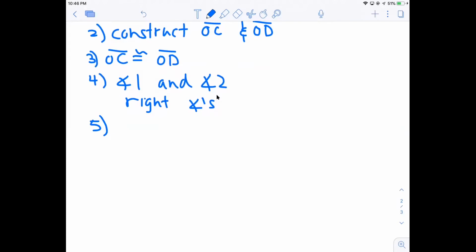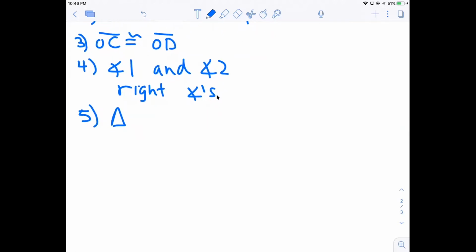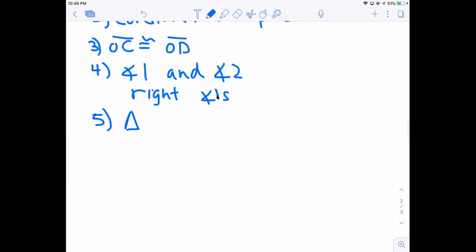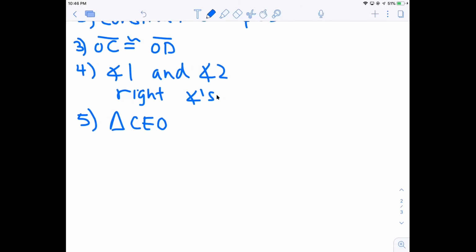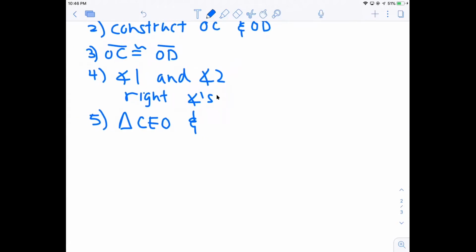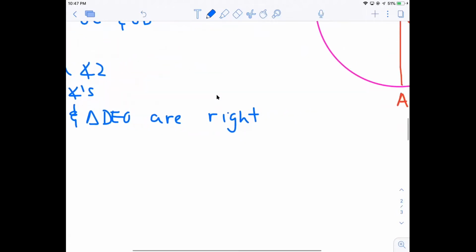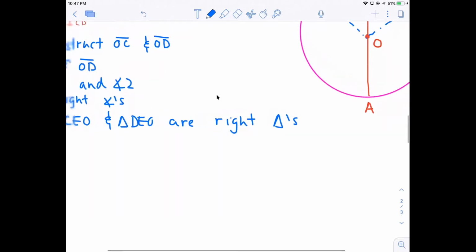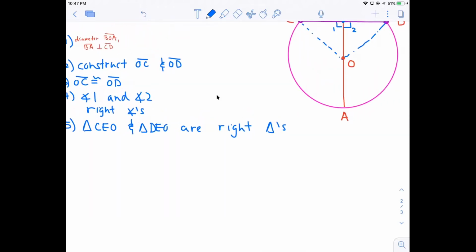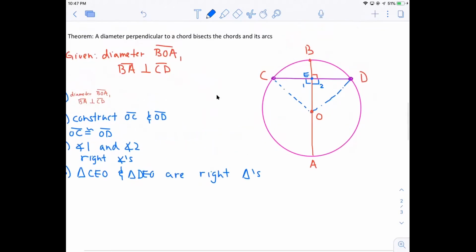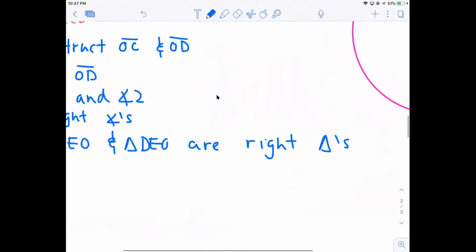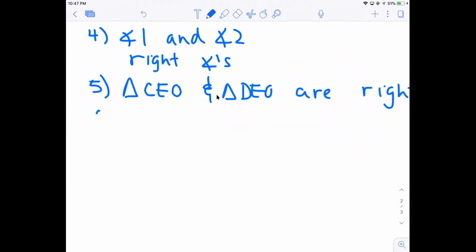And step 5, this is a step a lot of people forget. What do we have to say about the 2 triangles? We have to say those 2 triangles, triangle CEO and triangle DEO, are right triangles, right? Because I'm setting you guys up to use hypotenuse leg, and hyp leg only works in right triangles. So you have to say that these are right triangles. All right, we're going to use reflexive property and say that OE is congruent to OE.